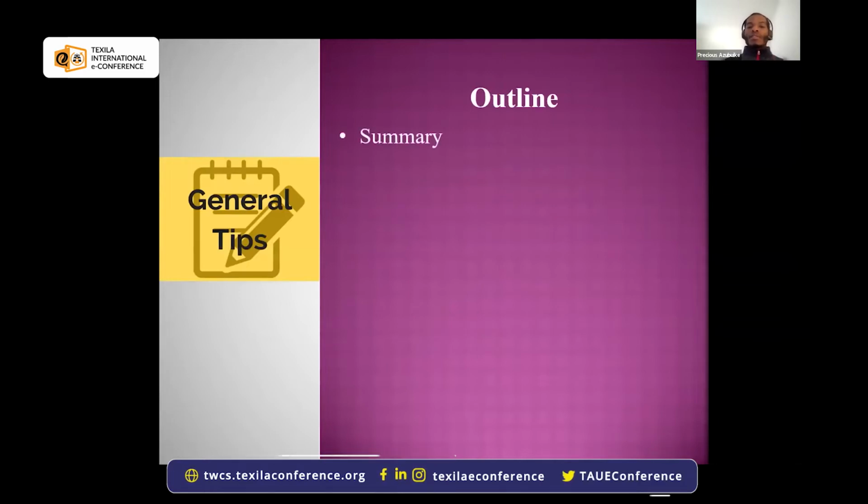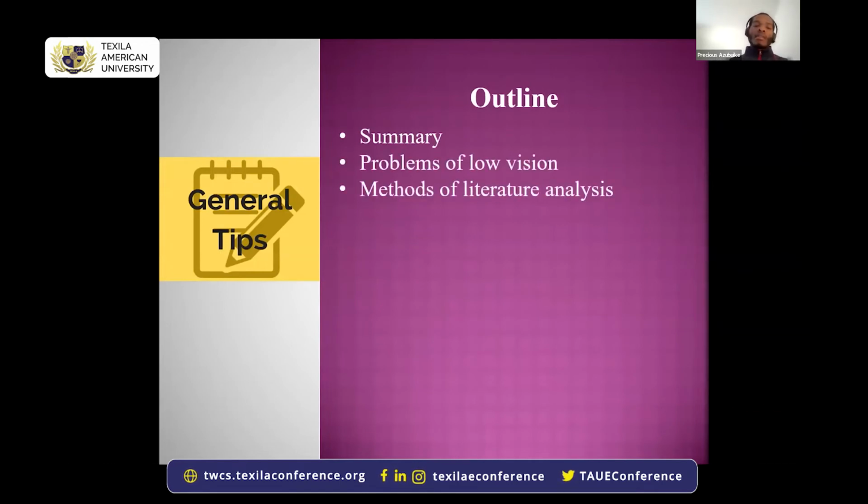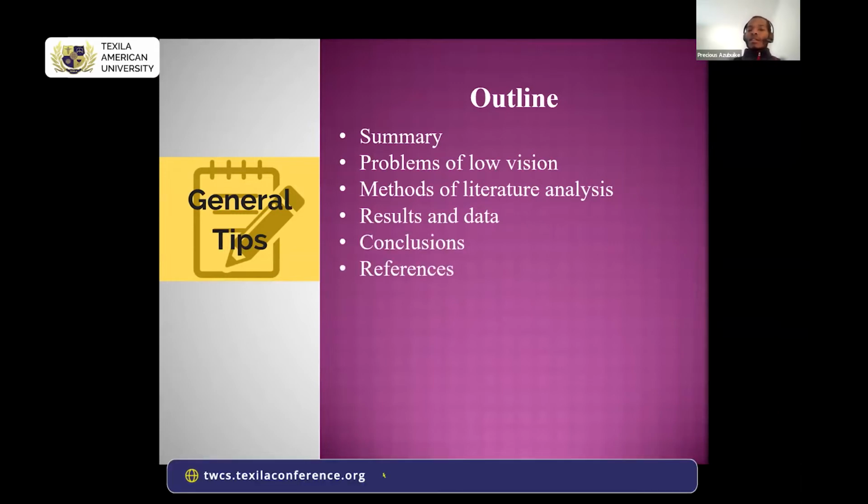I'm going to quickly run through a summary as an outline. Then I will talk about the problems of low vision. I will go ahead to discuss the methods that we applied for the work. Then I will highlight briefly some key results and data, just a few key results, because everything from the work cannot be presented here at the moment. Then I'll conclude.